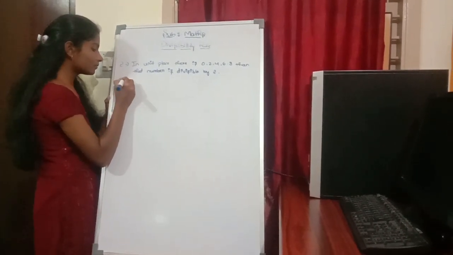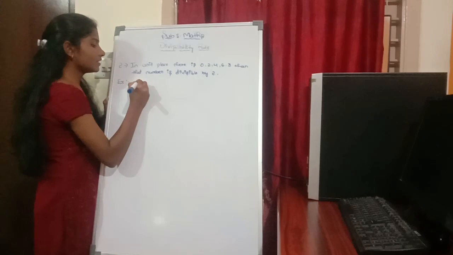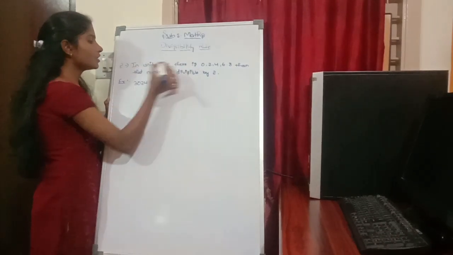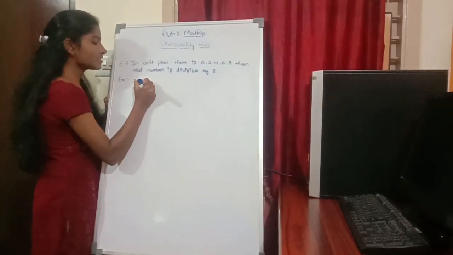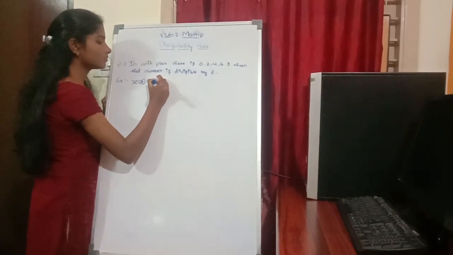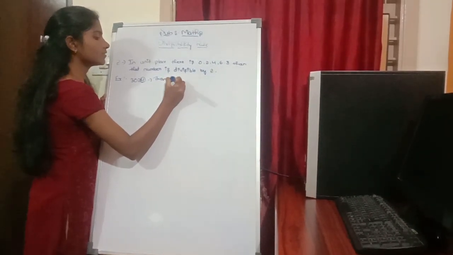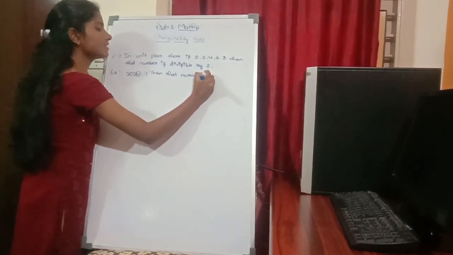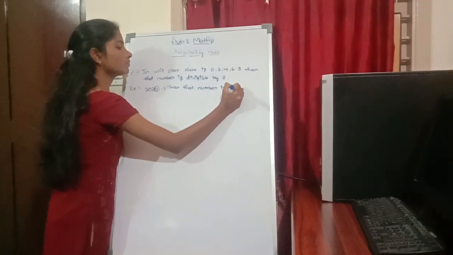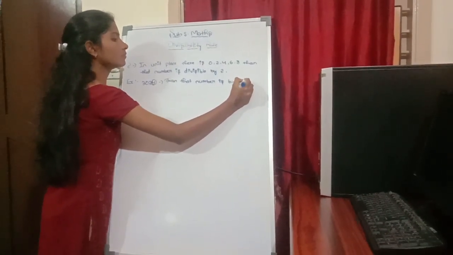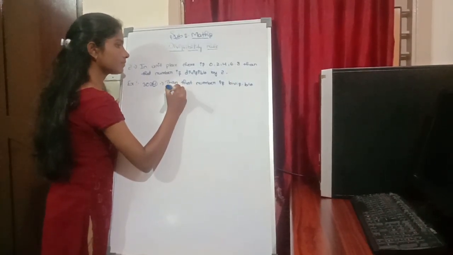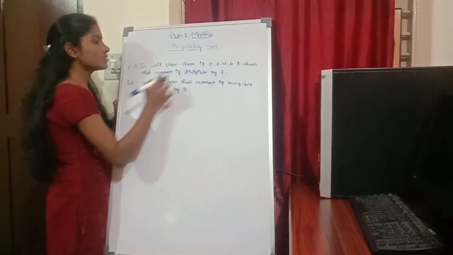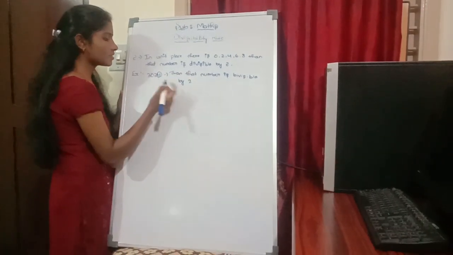For example, 3024 is there. We have to divide by 2. In the unit place there is 4. Then that number is divisible by 2, because here in the unit place there is 4.